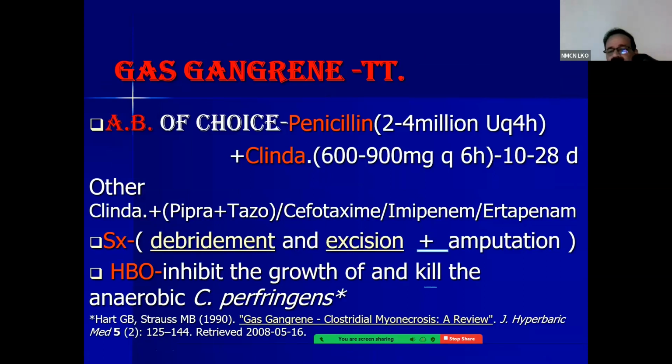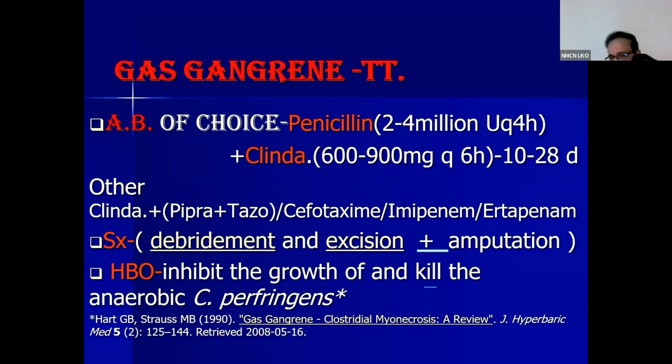And the drug of choice, antibiotic, is penicillin plus clindamycin. That too in the higher doses as I've shown, and you have to give it sometimes for 1 month, up to 10 to 28 days. And if the patient is sensitive to penicillin, then you have to give clindamycin plus piperacillin-tazobactam or cefotaxime or imipenem or ertapenem. So this is a very important thing to be remembered.